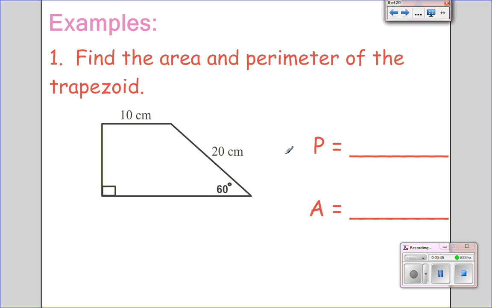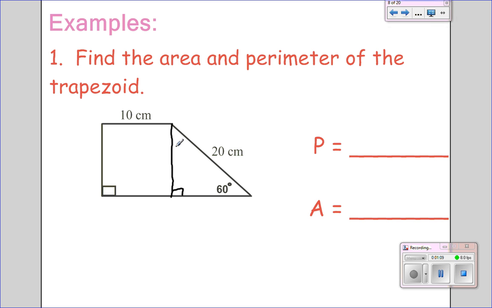All right, so let's find the area and perimeter of the trapezoid here. What I would suggest is that you pause the video before every problem and try them out on your own to see if you understand the concept. So here we know one base is 10, but we don't know the other base and we don't know the height. But let's draw the height in right here.